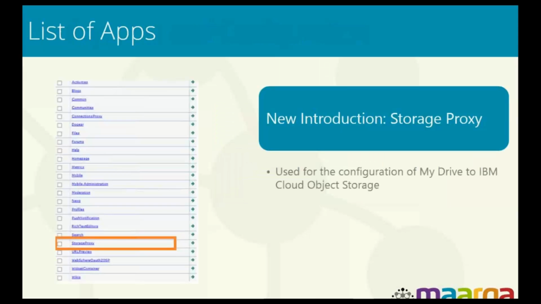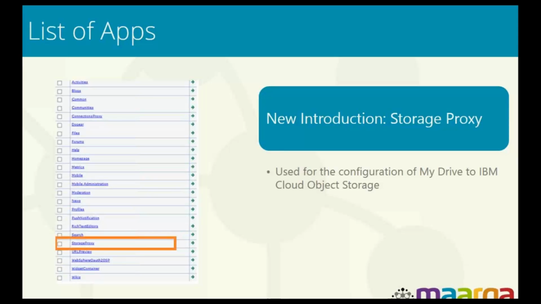So that's about the deployment and configuration and the list of apps. This is what an administrator would see in the WAS console after Connections 6 is deployed. If you're already on 5.5, most of the things that you see here are pretty familiar to you, except the storage proxy application that we have.